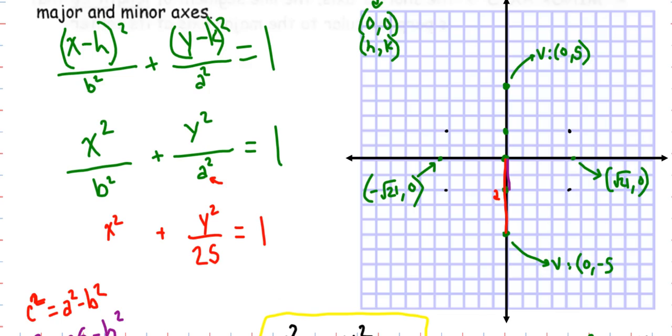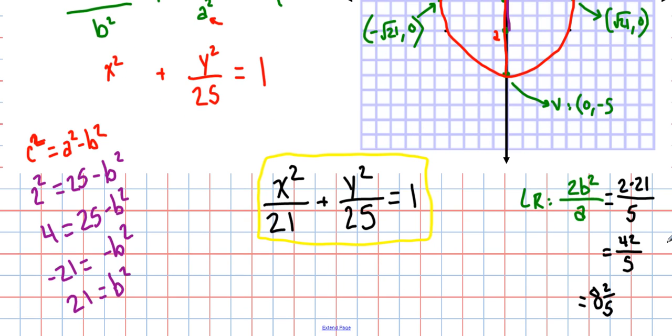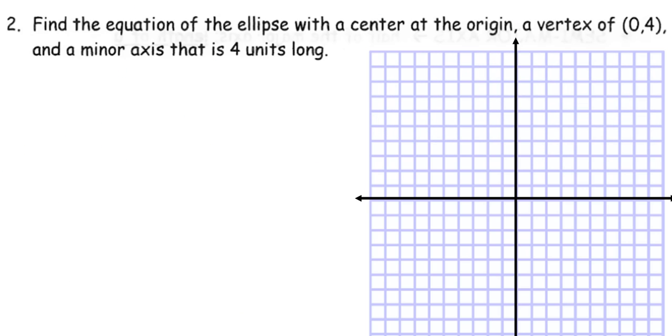So if we were to finally sketch our ellipse, let's do it in red, then we want to make sure we hit all of those points. From the vertex, it's going to look something like so. Real close to a circle because our a and b values were real close to being the same. All right, let's look at another example.